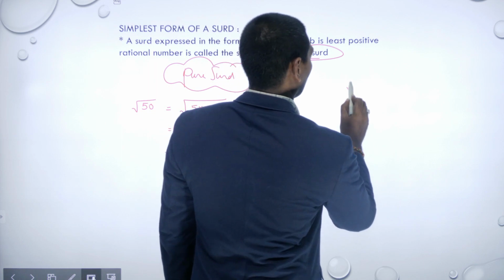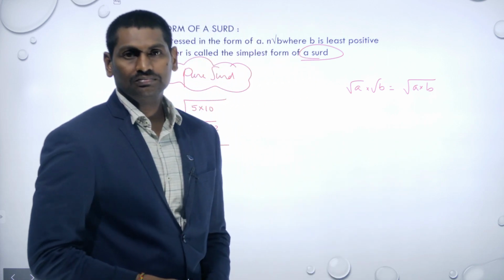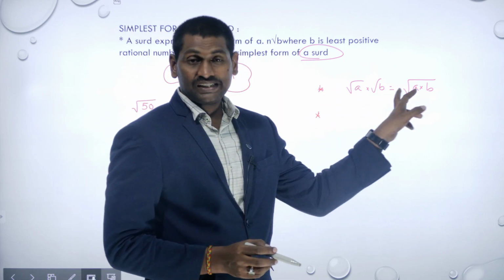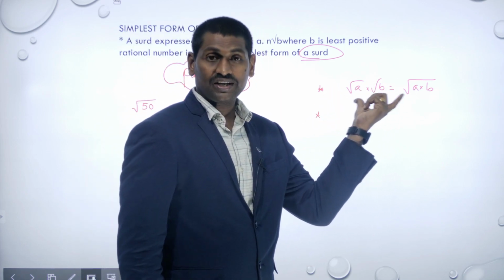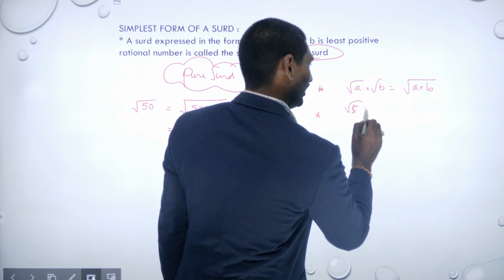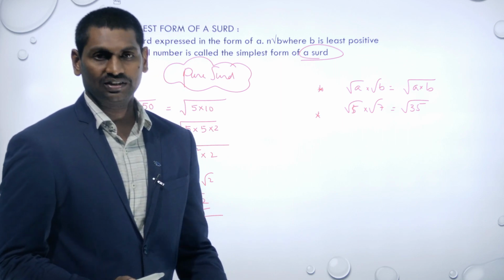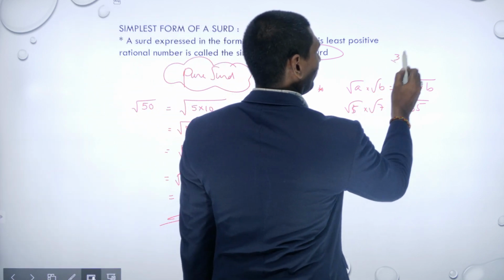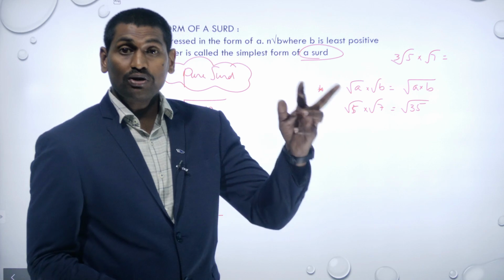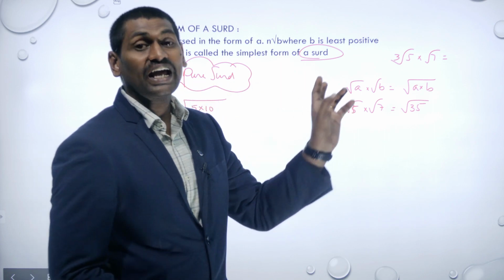For example, root over A into root over B is nothing but root over A into B. This is one of the laws of a surd. That means the order is equal here. See, square root here, square root here also. The order is the same, but the radicands are different. For example, we can take root 5 into root 7 and write it as root over 35. 7 fives are 35, root over 35. But cube root 5 into root 7, we cannot say as cube root of 35 because the order is different here. While you are observing here, the order is same, so we can directly multiply the radicands.